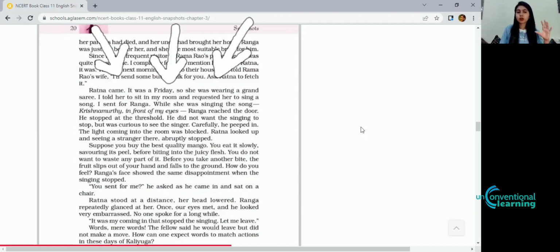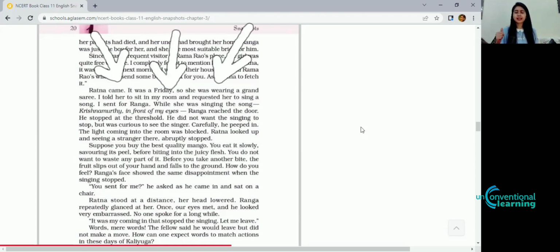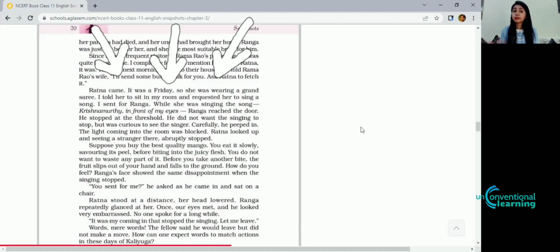In front of my eyes is the song's name, and when she starts singing, suddenly Ranga aata hai. Now when Ranga arrives, he hears the song, and at once for a second he finds it very amusing, and he stops at the threshold, means he stops at the door, and he starts listening.